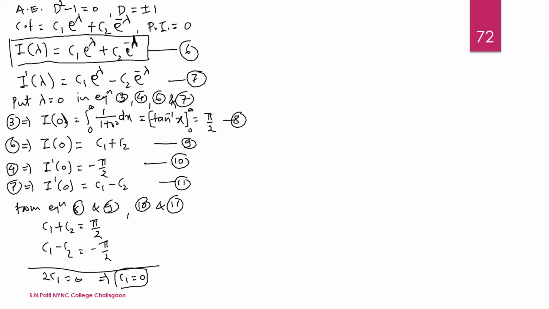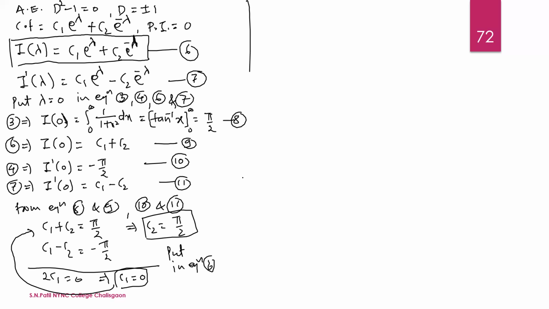Substitute c1 equal to 0 in the first or second equation. So we get c2 is equal to pi by 2. Put c1 and c2 in equation 6. So we get I of lambda is equal to c1 is 0, c2 is remaining, c2 is pi by 2 e raised to minus lambda.